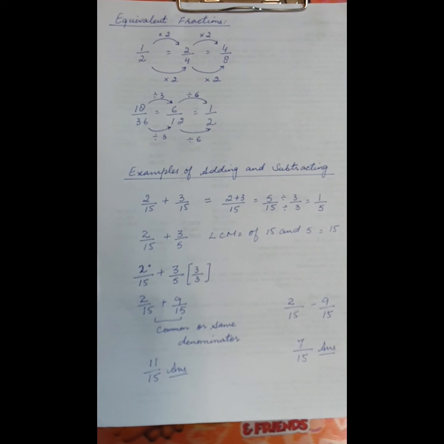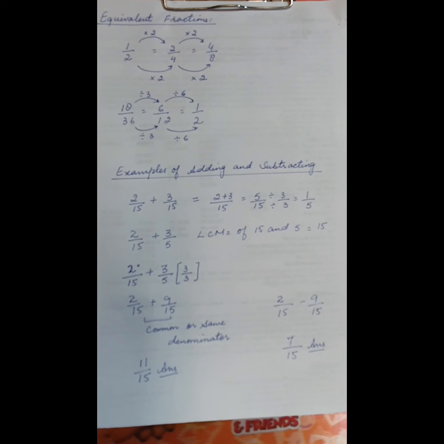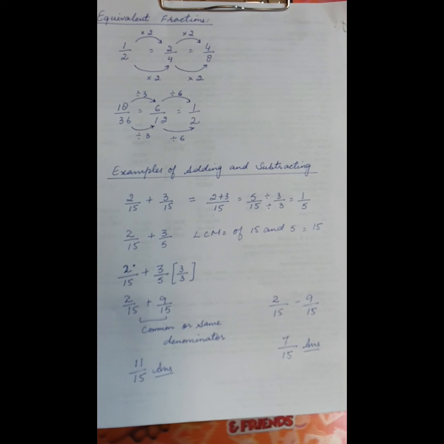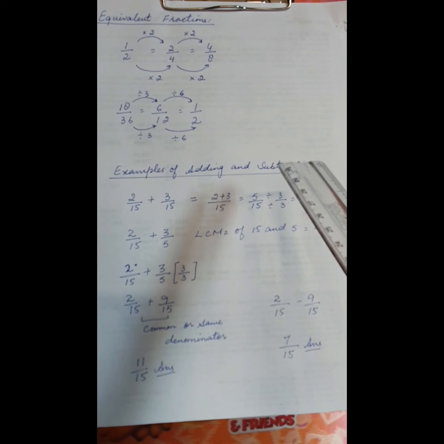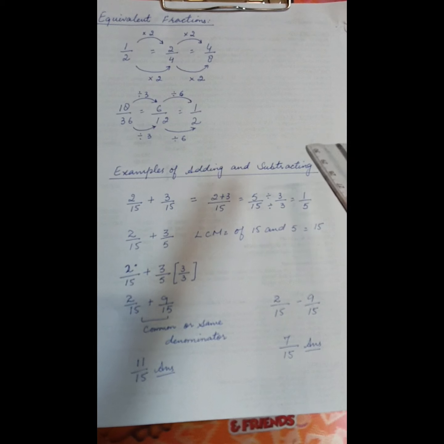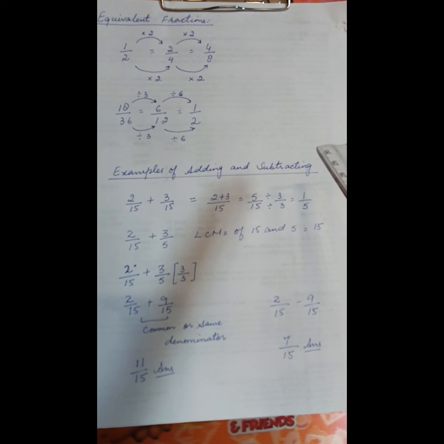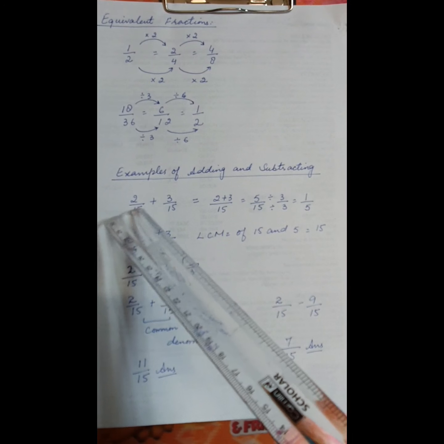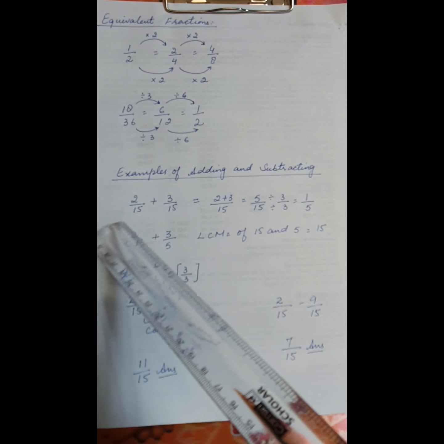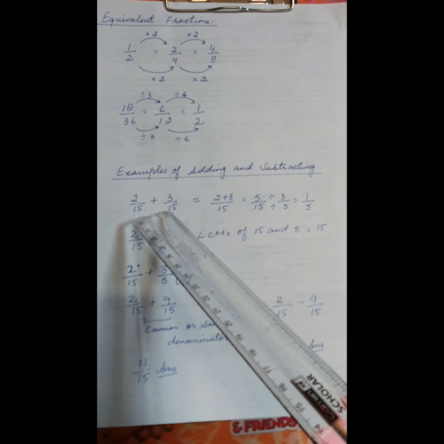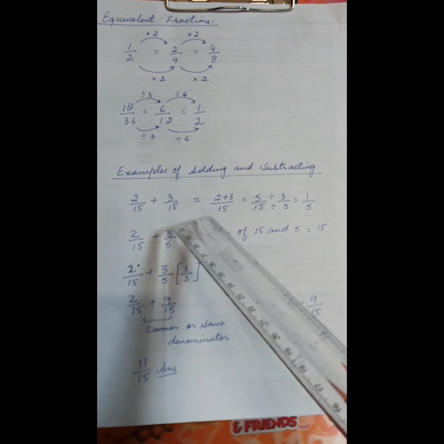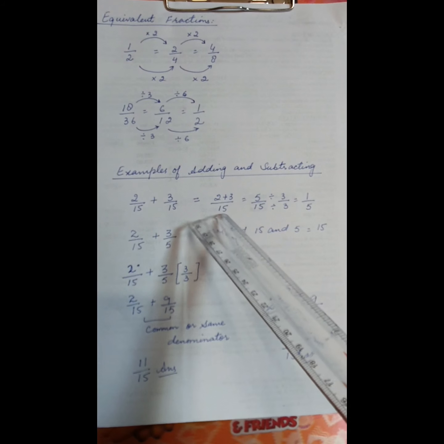Now let us do addition and subtraction of fractions with these examples. It is easy to add and subtract like fractions, or fractions with the same denominators. You can see 2 by 15 plus 3 by 15. Being 15 at both places as denominator, we can take it as a common denominator. We don't need to change the denominators here.